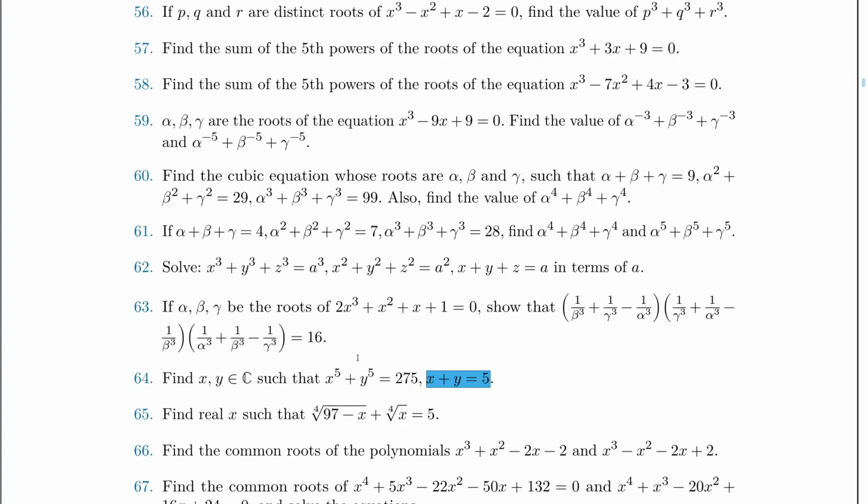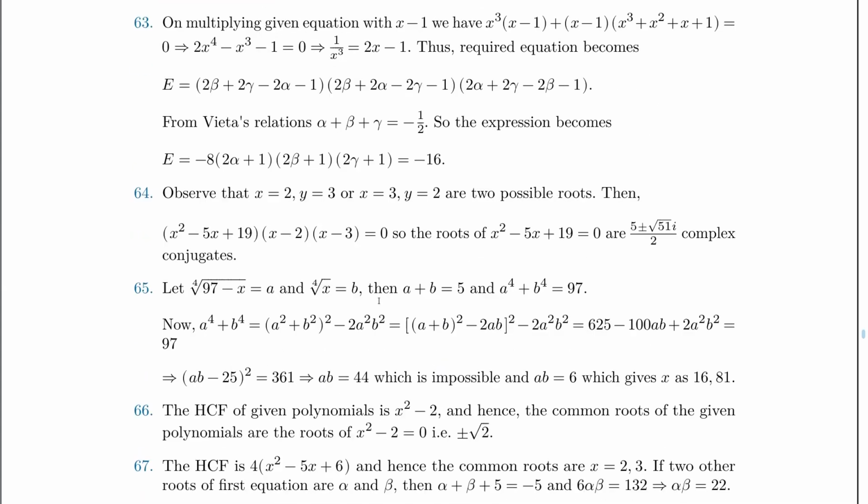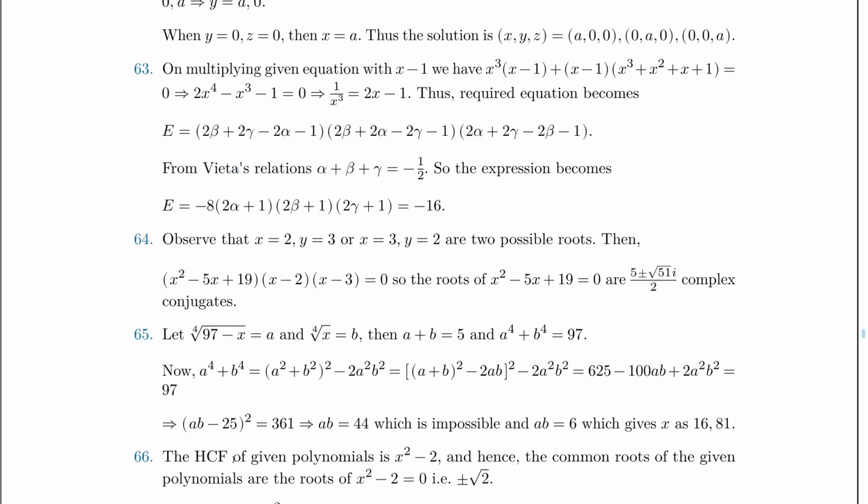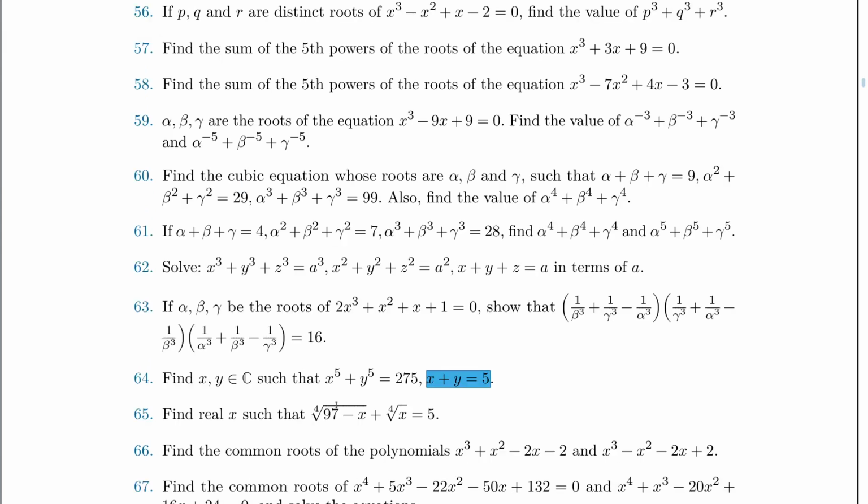Question 66 says: find the common roots of the polynomials x cube plus x square minus 2x minus 2 and x cube minus x square minus 2x plus 2. If you look at the HCF of the given polynomials, it is x square minus 2, which you can find out. Hence the common roots of the given polynomials are the roots of x square minus 2 equal to 0, that is plus minus square root of 2.